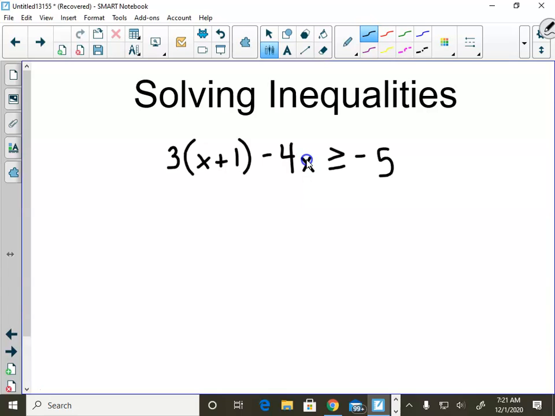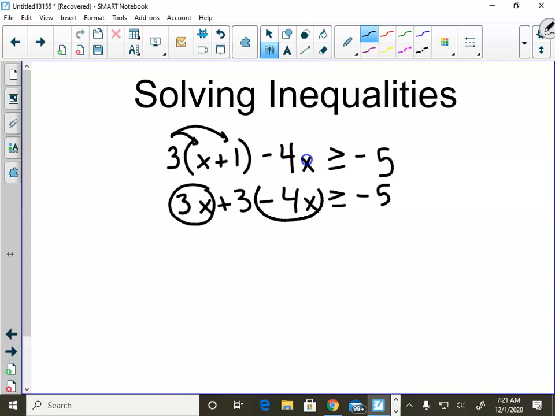So here we have distributive property, and we've done enough of this at this point where we could say that this is going to be 3x plus 3 minus 4x is going to be greater than or equal to negative 5. Now we can combine our like terms, and we can see we have a positive 3x and a negative 4x. So we combine those, we get negative 1x plus 3 greater than or equal to negative 5. And you don't need to have the negative 1 there, but you still have to have a negative, okay? All right, so we'll continue solving now because we finished simplifying.